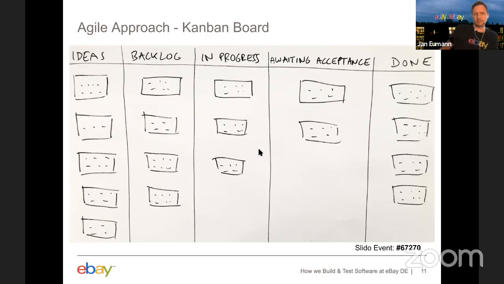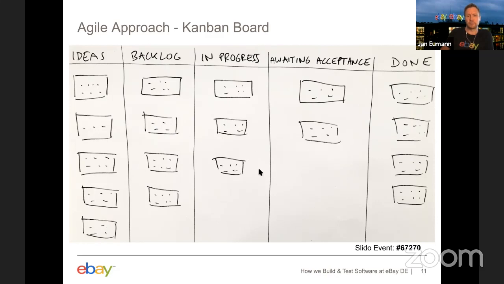Okay, so as you can see, what we are using as our agile approach at eBay is Kanban. We don't have a fixed sprint rhythm. We have a board that looks like this. We have a column for ideas where we collect rough ideas about what could be a new feature, or on the user story level, what could be a user story that we need to implement at some point. We have a column called backlog, where we group the stories together with the team, and those can potentially be picked up for development.